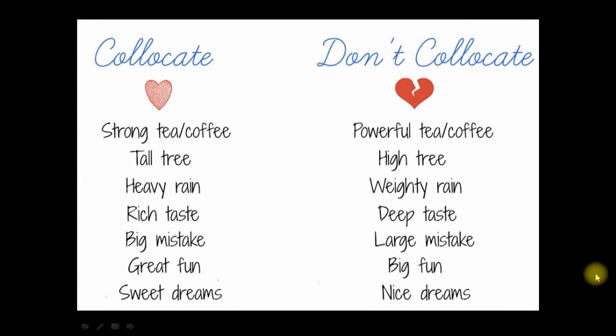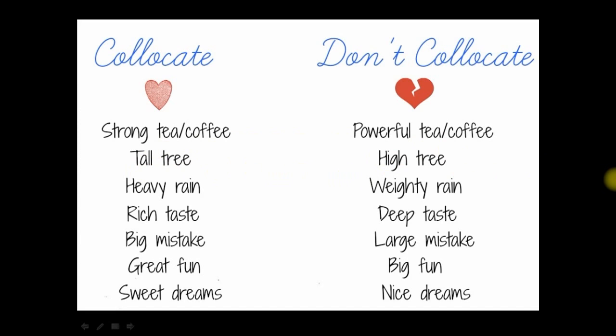Let's look at examples. For example, we say strong tea or strong coffee. We don't say powerful tea or powerful coffee. Even though strong and powerful have very similar meanings, we collocate these words together. Similarly, we say tall tree. We don't say high tree. Or heavy rain. We don't say weighty rain.